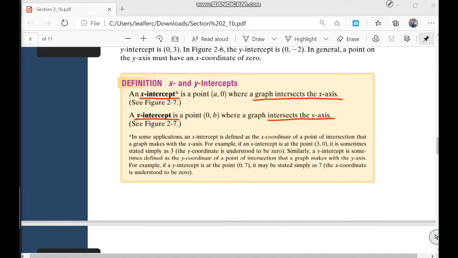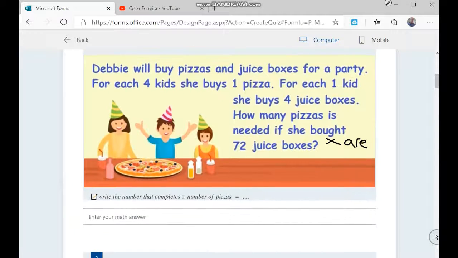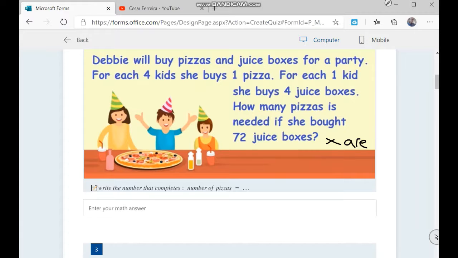Just a quick break so you answer the bell work. I think some of you already got the right answer. I remember some of you already replied with an answer that's closer to the right one. Kalia said 72 pizzas. What do you think? Type your guess. Debbie will buy pizzas, and she bought 72 juice boxes. If she bought 72 juice boxes, what's going to be the amount of pizzas that she needs?